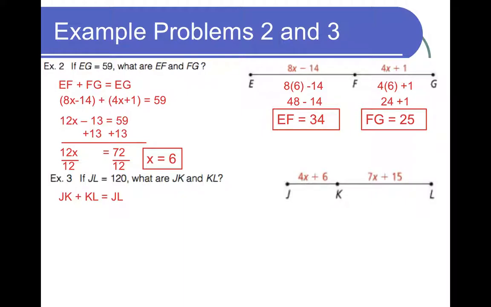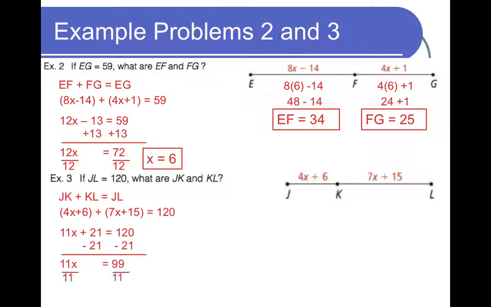4x plus 6 plus 7x plus 15 equals 120. Perfect. So she just substituted in 4x plus 6 for JK, 7x plus 15 for KL, and for JL she substituted in 120. Perfect. So now we just have to combine our terms and isolate the x. In this case, x is going to be 9, and now I just have to substitute in.